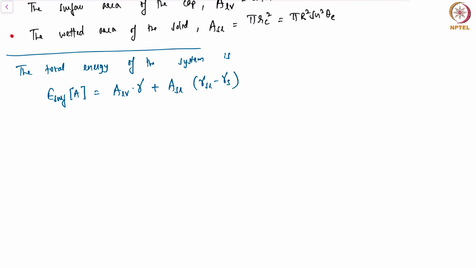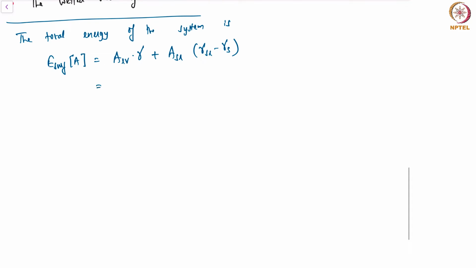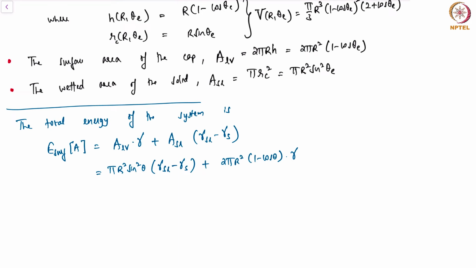And this quantity, if we substitute all these expressions, what we have now is pi r square sine square theta times gamma SL minus gamma S, plus 2 pi r square into 1 minus cos theta times gamma. So the liquid-vapor area is 2 pi r square into 1 minus cos theta, and I should call this theta E here, sorry. And the solid-liquid area is just pi r square sine square theta E.